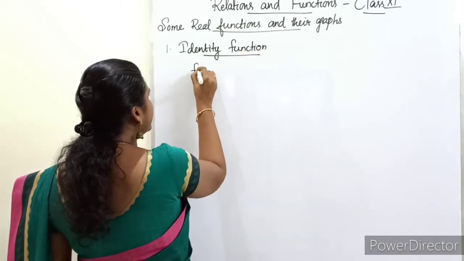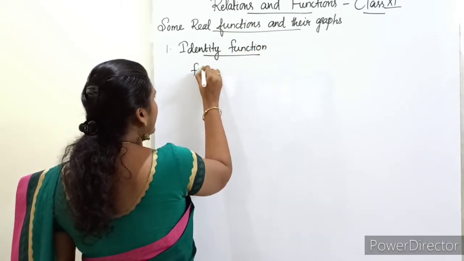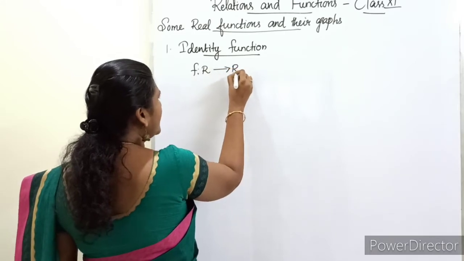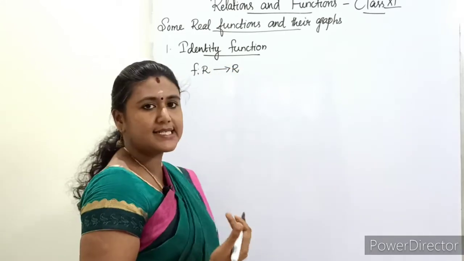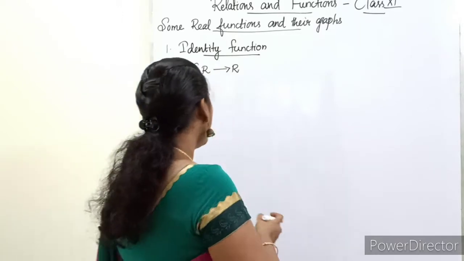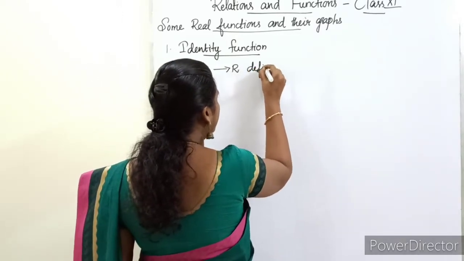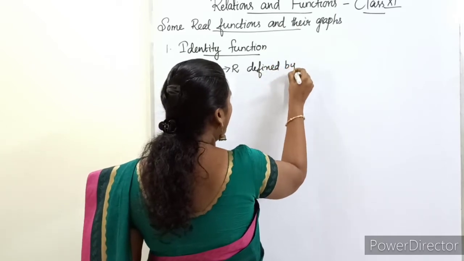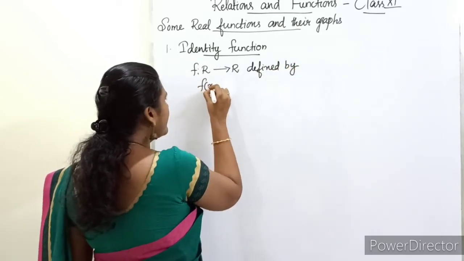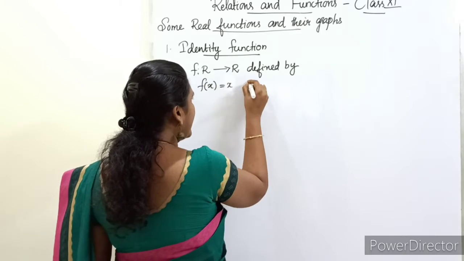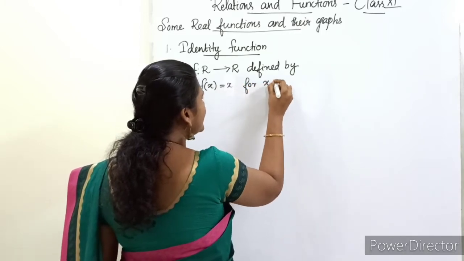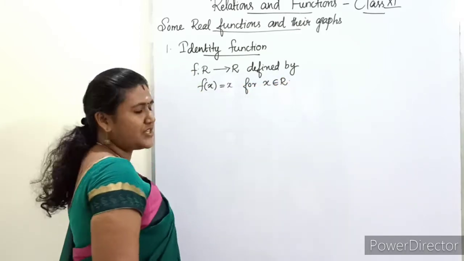So f is a function from the set R to R. You know what R is? R is the set of real numbers. So f from R to R defined by f of x is equal to x for x belongs to R. This function is called an identity function.